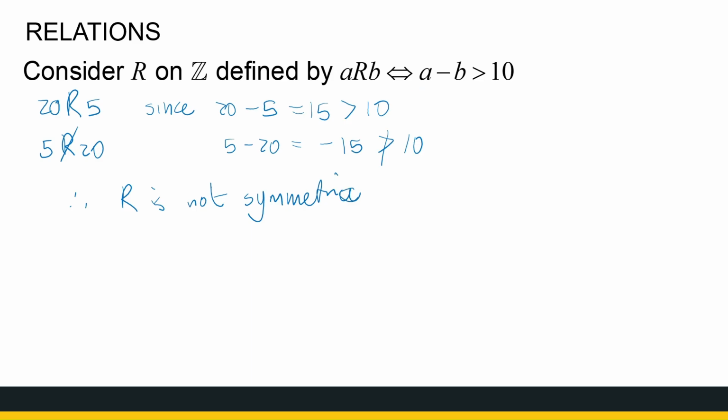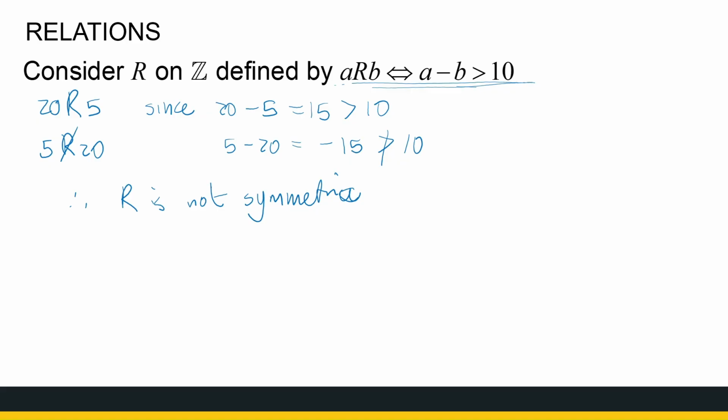Now, we didn't test this example for reflexivity, but will ARA be true for all A's? So will A minus A always be greater than 10? Definitely not, because A minus A is 0, so it'll never be greater than 10. So this one is not reflexive either, but we're looking at symmetric now.